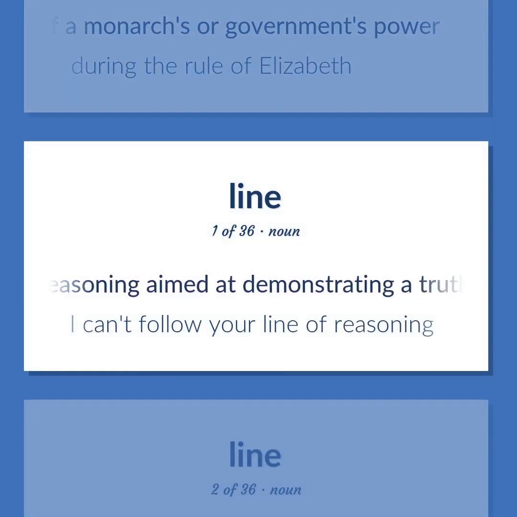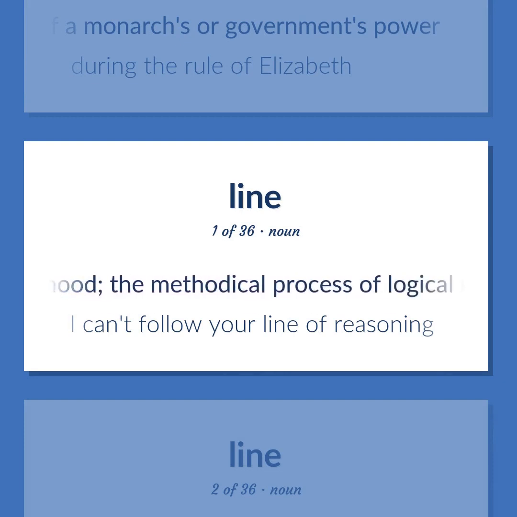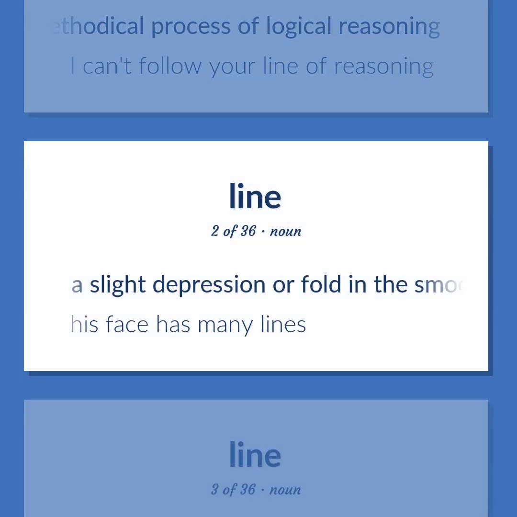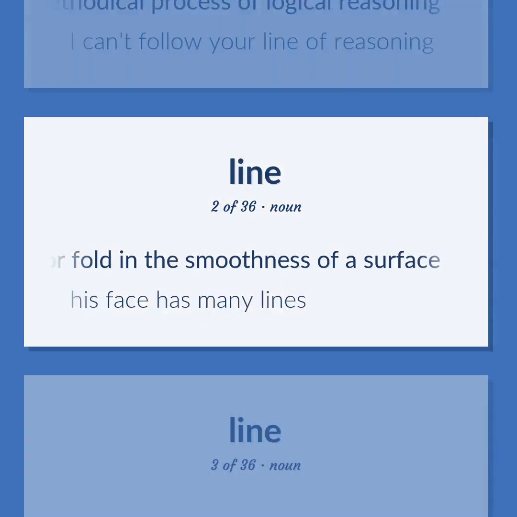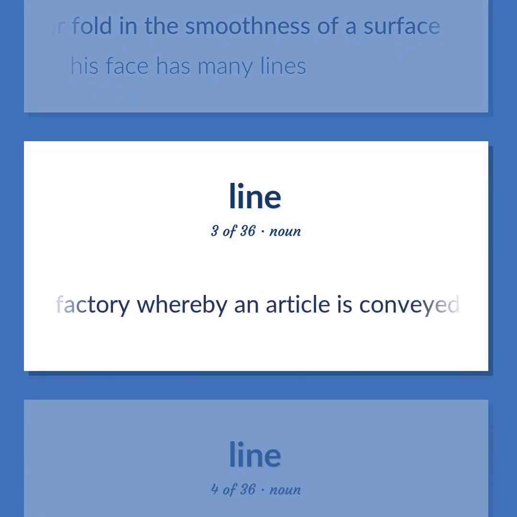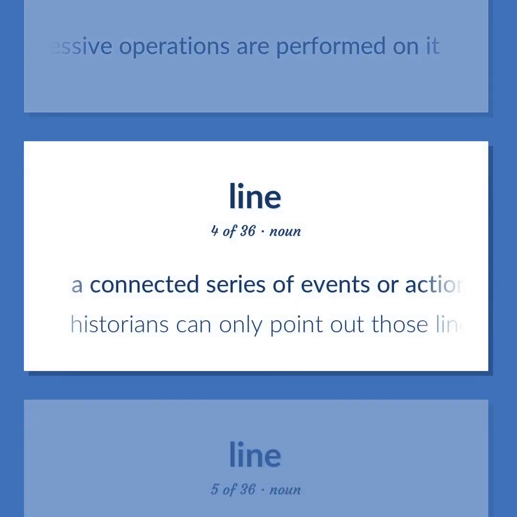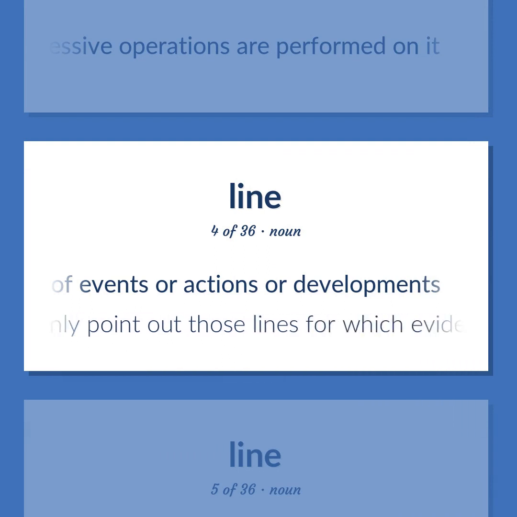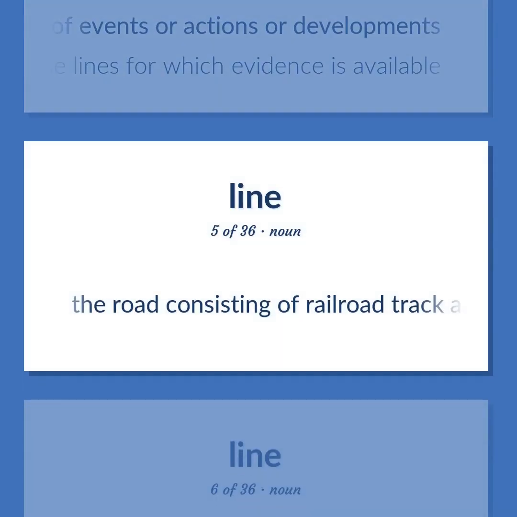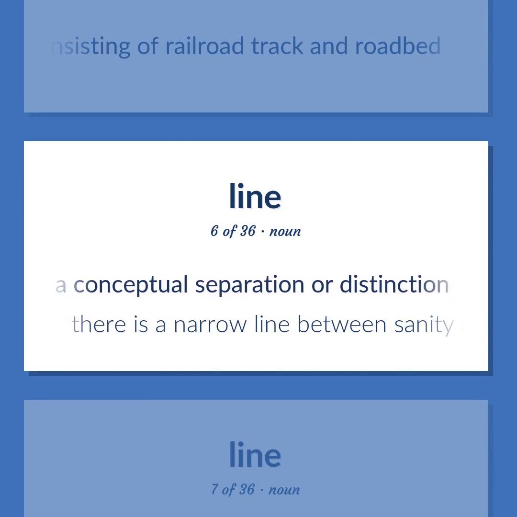A course of reasoning aimed at demonstrating a truth or falsehood. The methodical process of logical reasoning. I can't follow your line of reasoning. A slight depression or fold in the smoothness of a surface. His face has many lines. Mechanical system in a factory whereby an article is conveyed through sites at which successive operations are performed on it. A connected series of events or actions or developments. Historians can only point out those lines for which evidence is available. The road consisting of railroad track and roadbed. A conceptual separation or distinction. There is a narrow line between sanity and insanity.